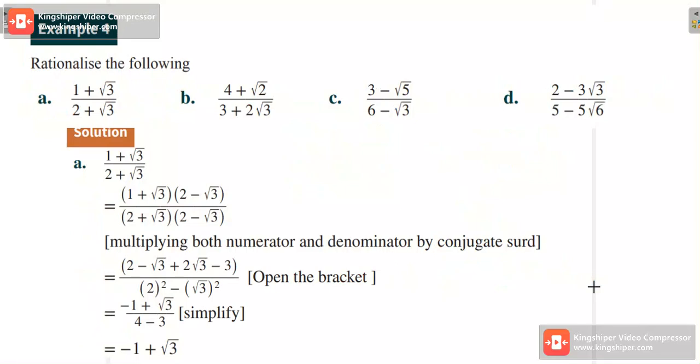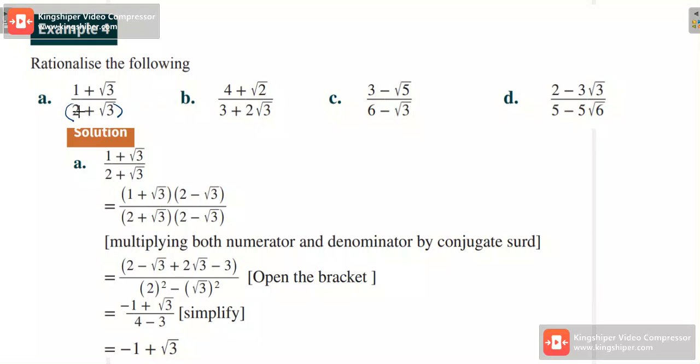Now let's look at example 4. Let me take you through the first 2 examples. Then I'll leave the last 2 for you to also try your hands on. 1 plus root of 3 divided by 2 plus root of 3. So now, let the focus be on the denominator.